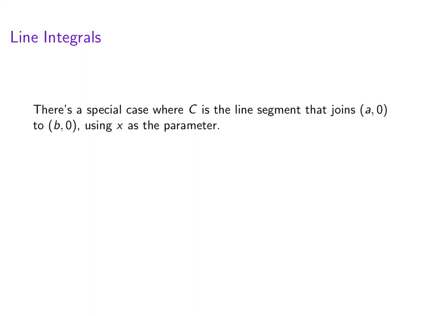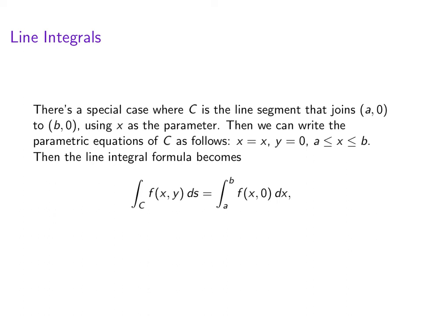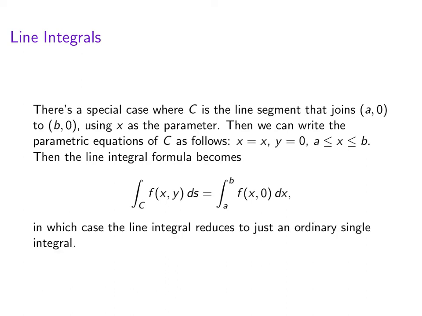Now there's a special case where C is the line segment that joins the points (a, 0) and (b, 0), and we use x as the parameter. Then we can write the parametric equations of C like this. x is just x, y is 0, and x goes between a and b. Now our line integral formula looks like this. It's the integral over C of f of x, y ds. That'll equal the integral from a to b of f of x, 0 dx. So that means the line integral just reduces to an ordinary single integral.